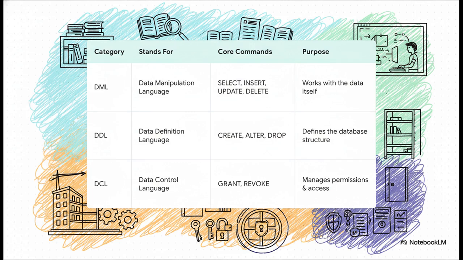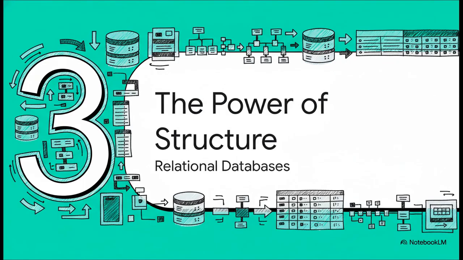Then there's DDL, the data definition language. This is for building the library, using commands like create to build a new bookshelf, or in our case, a table. And last, you've got DCL, the data control language. Think of this as security, the head librarian deciding who gets a library card and who's allowed in the restricted section.